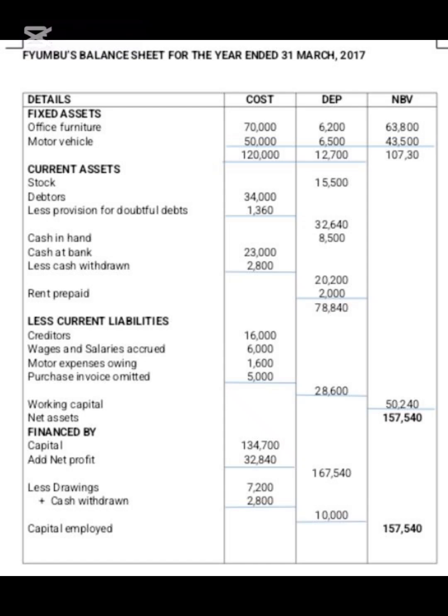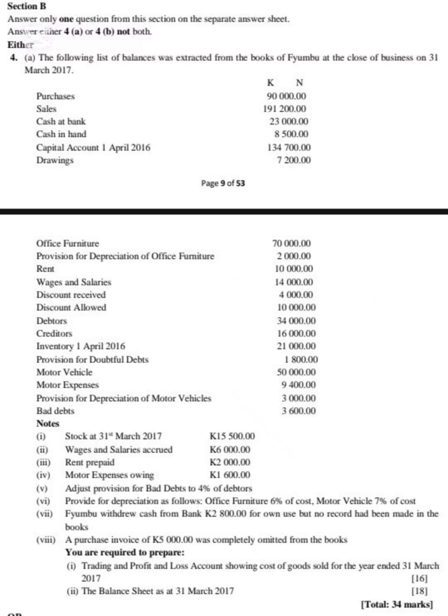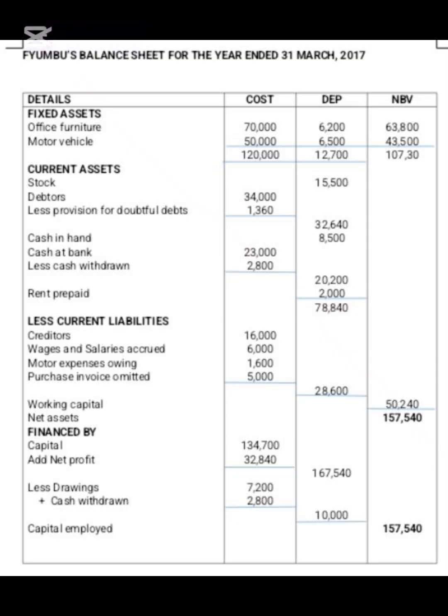Current liabilities, we have creditors 16,000. We have wages and salaries 6,000. Motor expenses owing 1,600. And that purchase invoice in the additional information in the notes, the purchase invoice which was omitted, 5,000. That invoice, like I said, is a bill showing the credit that you have, the money that you have not paid. So that 5,000 should also be included here under the current liabilities. So these are the current liabilities that we have in this question. So we add them together, they give us 28,600.